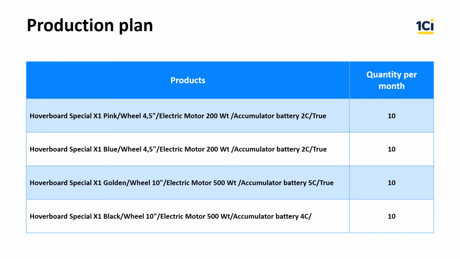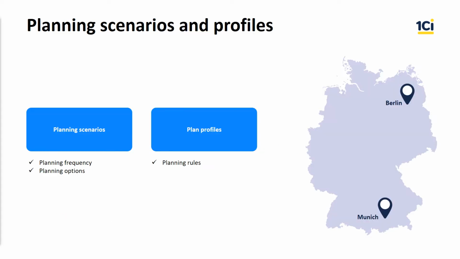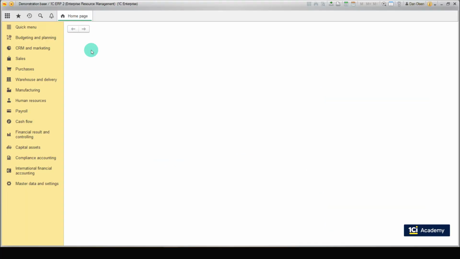This is a part of the planning subsystem. As we remember from our lessons of Stage 1, a planning scenario should be created in the system for planning, which determines planning frequency and planning options, as well as a plan profile that defines planning rules. Let's create a production plan scenario.